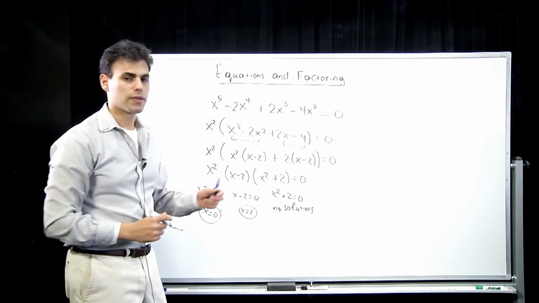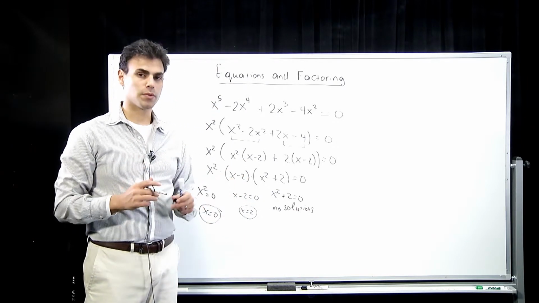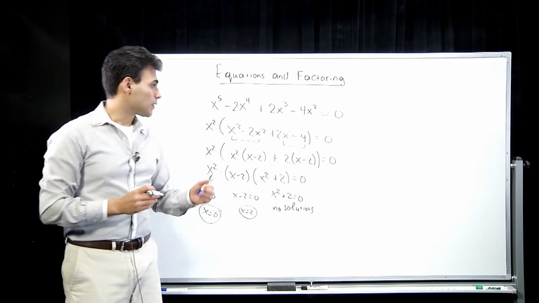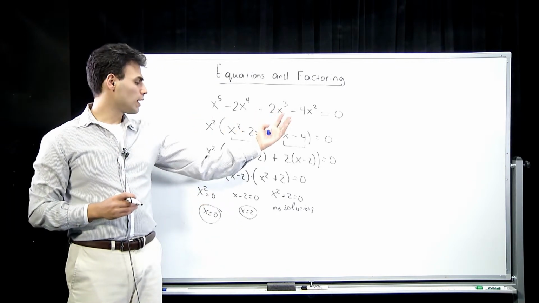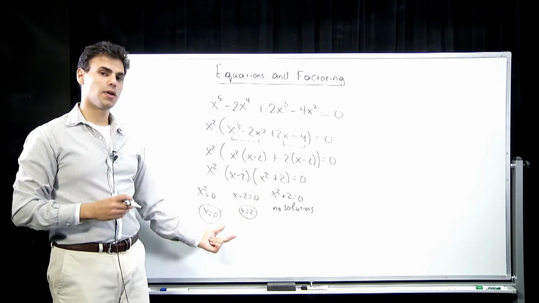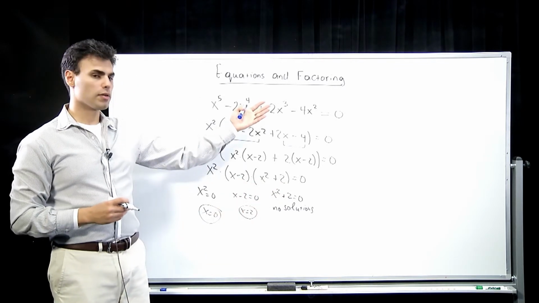And I say no real solutions because it has imaginary complex ones, but that's not something that we care about in Calculus 1. All right, so to recap, you start with an equation like this, you turn it into a product, get simpler equations, and solve those. Those are the solutions of the original one as well.